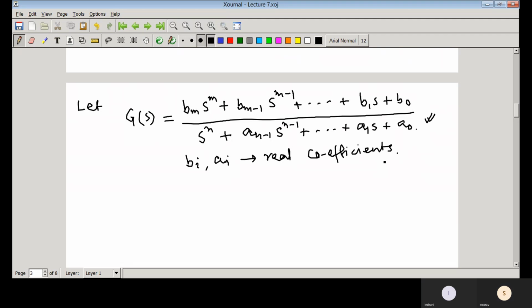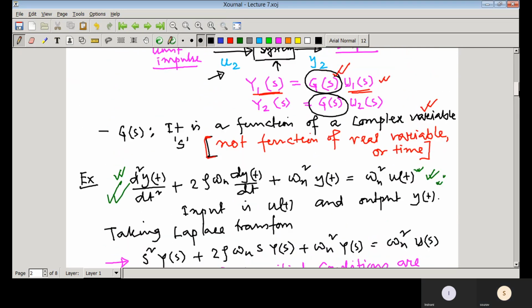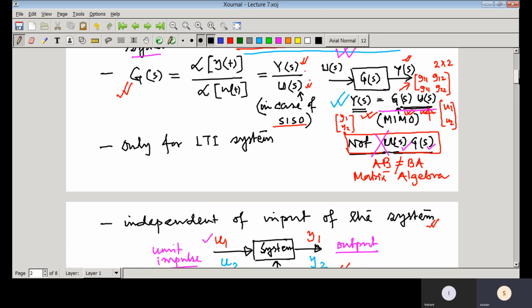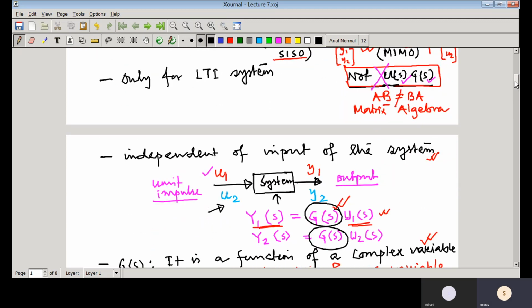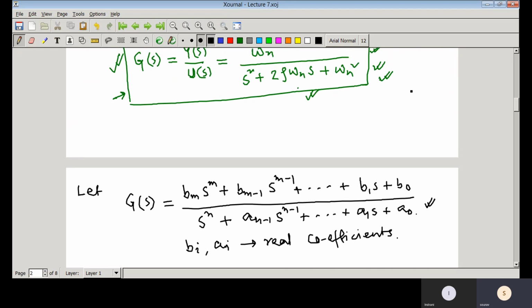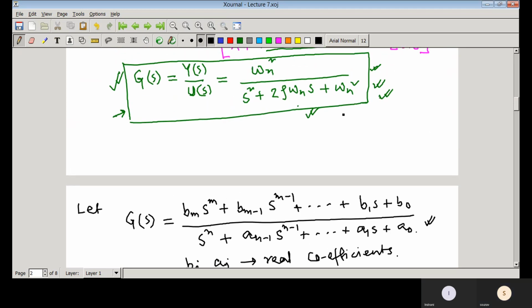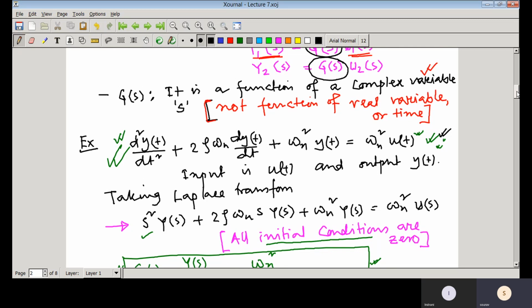And just now you have seen that the transfer function is the ratio of the Laplace transform of the output variable to the Laplace transform of the input variable. So this can be represented in a general form like this. And here we have seen that this is the transfer function model of this particular dynamical system.